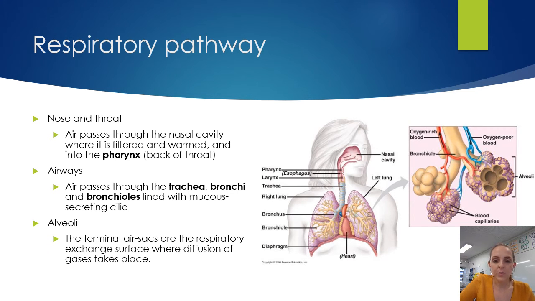Now, this is just going over what I've just mentioned about the different parts that the air is going to travel. So going from the nose and the throat into the pharynx at the back of the throat, down the trachea, bronchi, and bronchioles until we get to the terminal air sacs, which are the alveoli. And again, this is a really nice picture here that shows the alveoli, and we've got our oxygen-rich blood. So if we've just breathed in a nice big breath, that oxygen is going to diffuse into the capillaries.